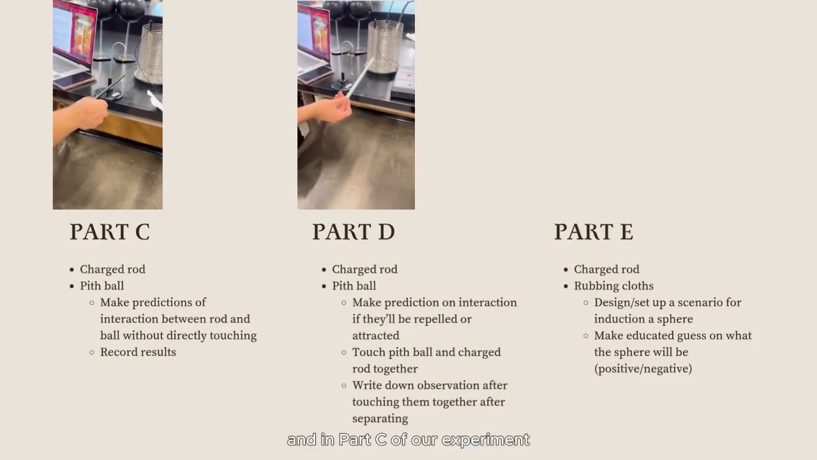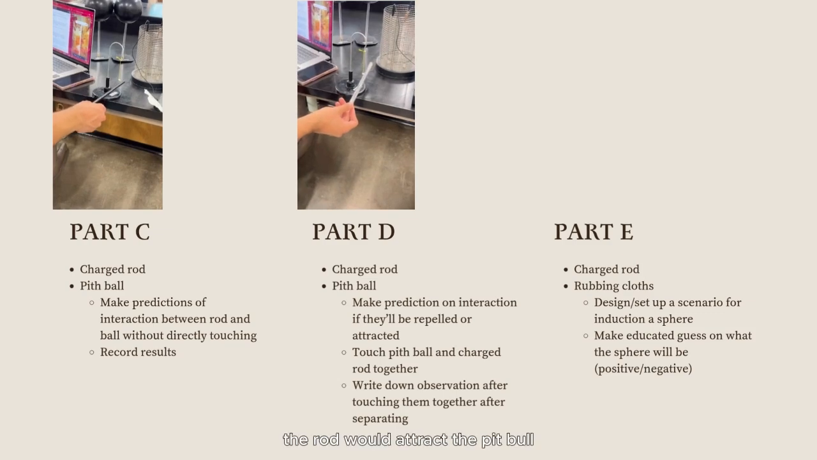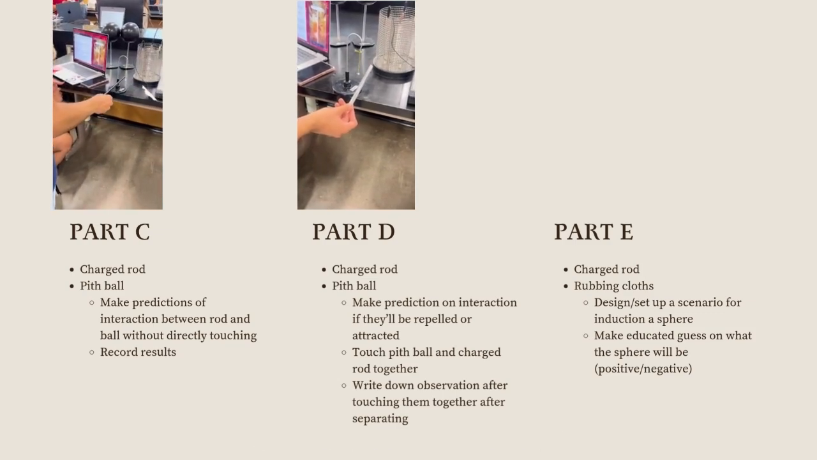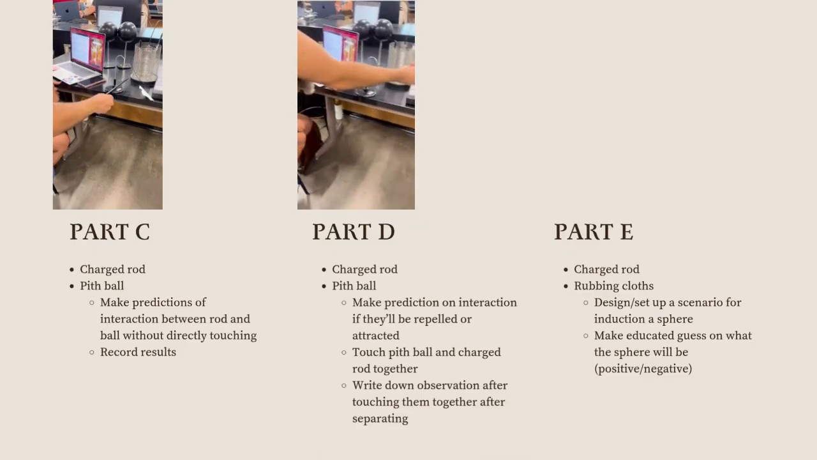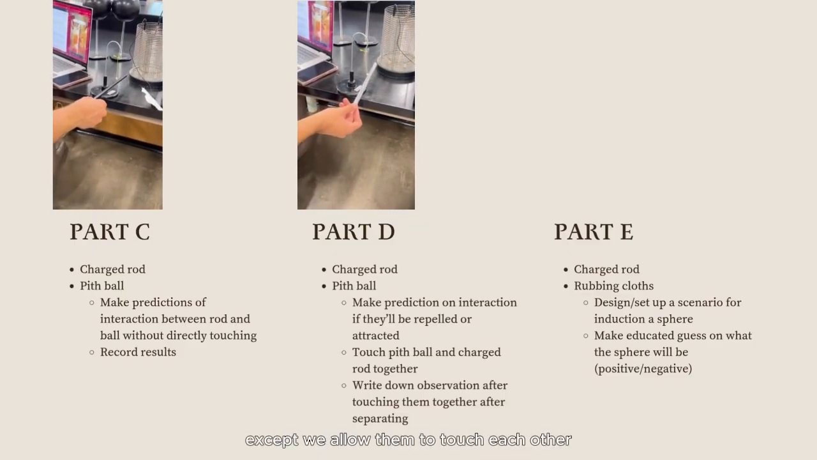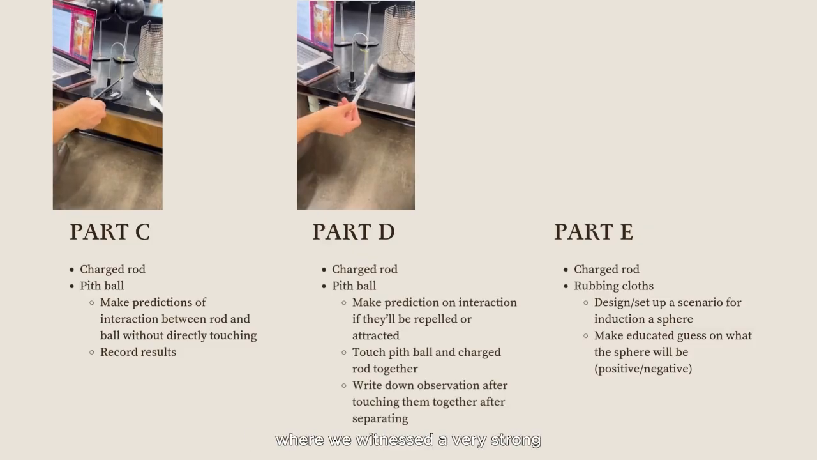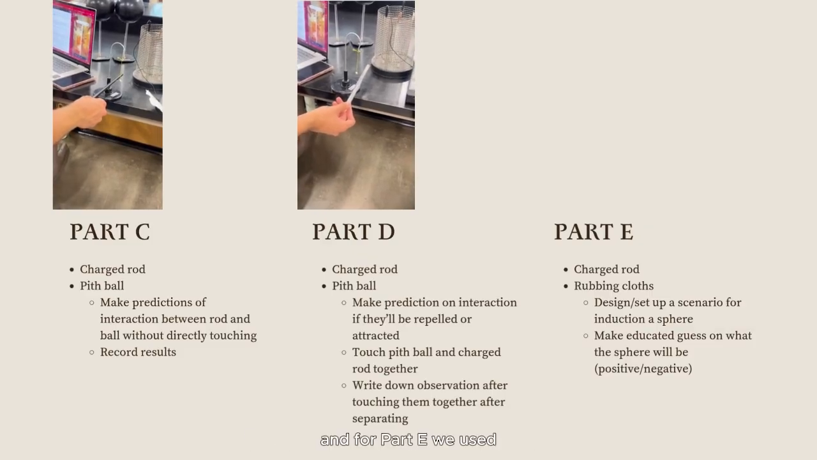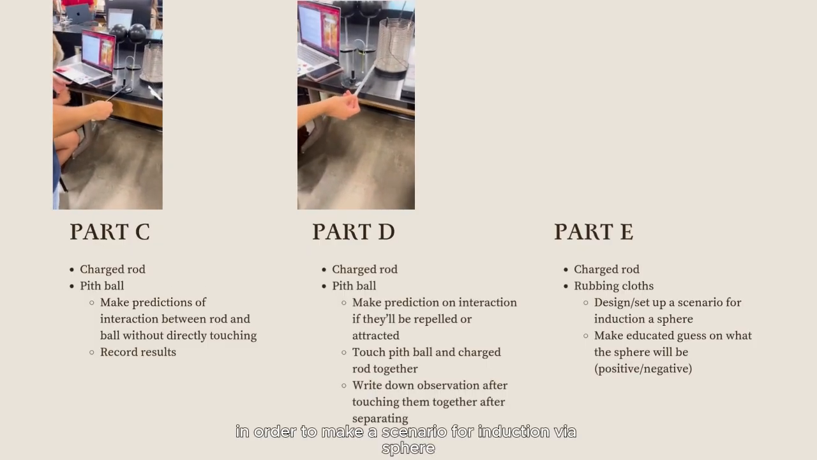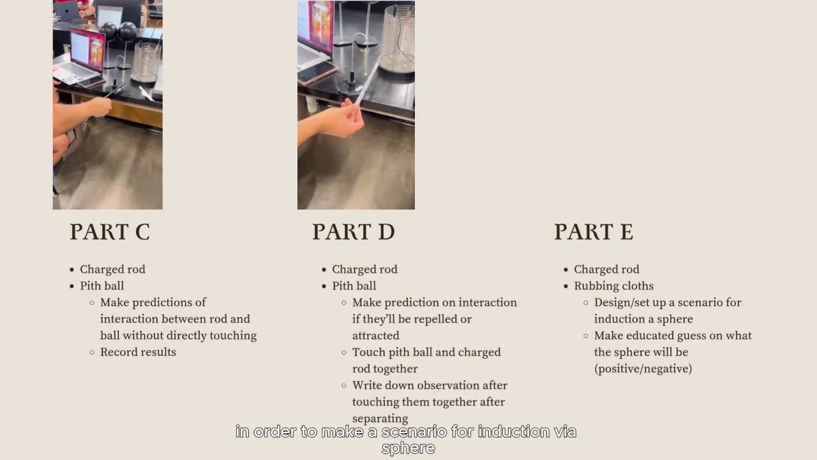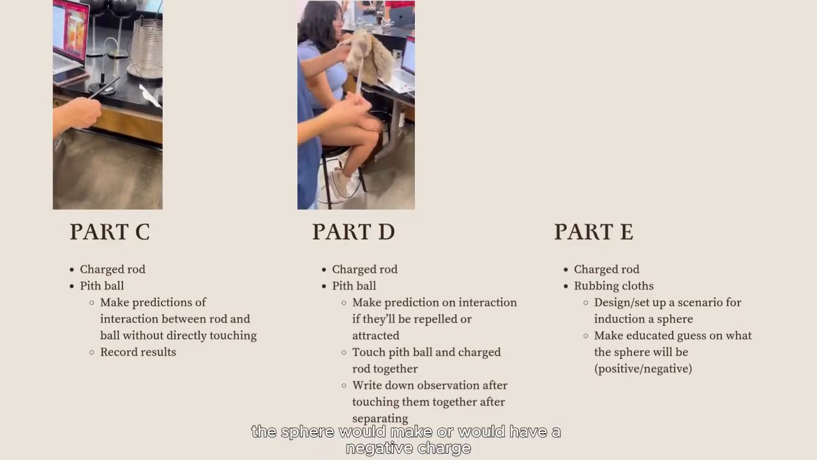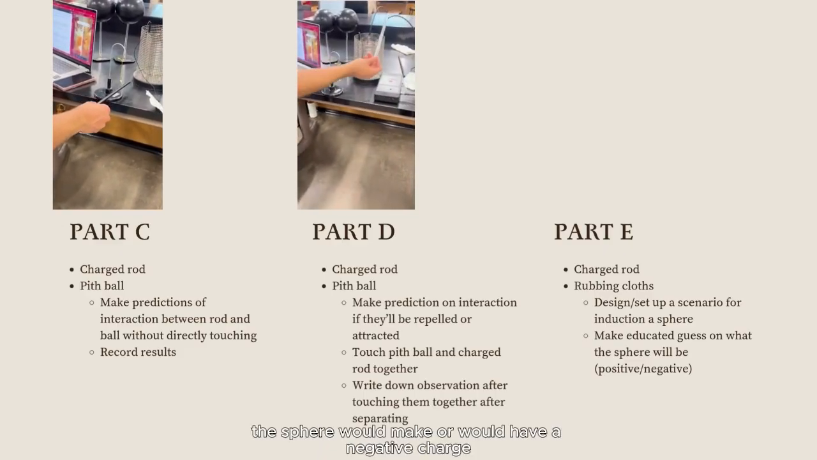And in part C of our experiment, we made predictions that the rod would attract the pith ball if it was charged rather than uncharged, which was proven to be correct. And for part D, we did the same steps, except we allowed them to touch each other, where we witnessed a very strong pull. And for part E, we used charged rods in order to make a scenario for induction via a sphere and make an educated guess on whether the sphere would have a negative charge.